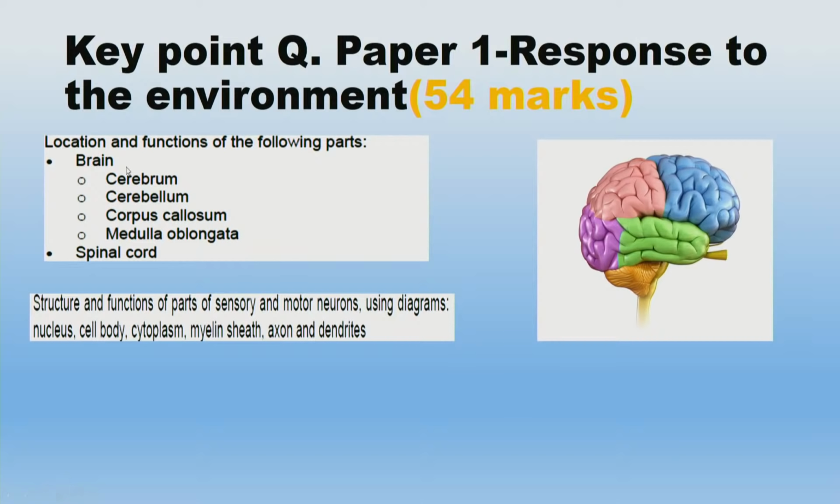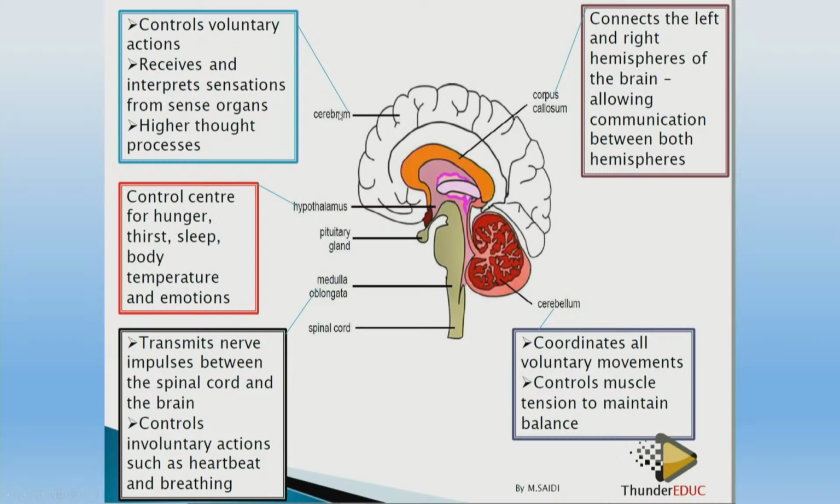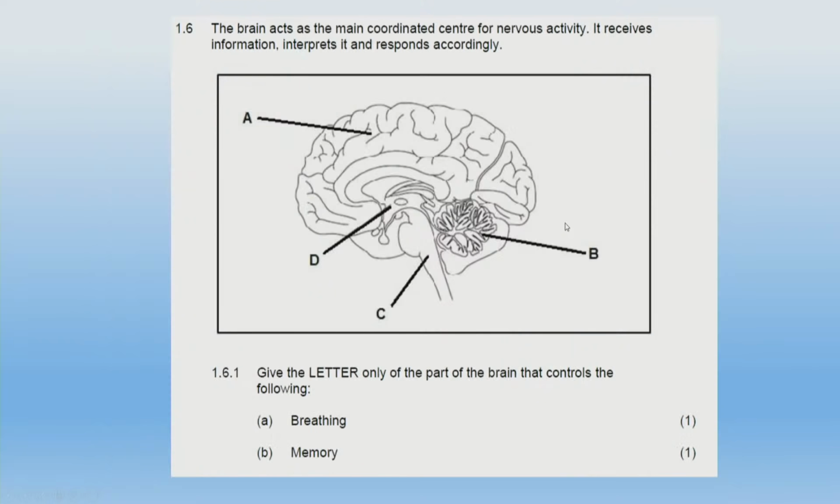And then again, we have the spinal cord. The structure and functions of the parts of the sensory and motor neurons are very important, so make sure that you know both these structures. You have to be able to identify the parts, which are the nucleus, cell body, cytoplasm, myelin sheath, axon, and dendrites. We have the neuron here. This is a simple diagram of the brain, so please make sure that you know the functions of all these parts, especially the cerebrum, corpus callosum, and medulla oblongata. You will go through that one.